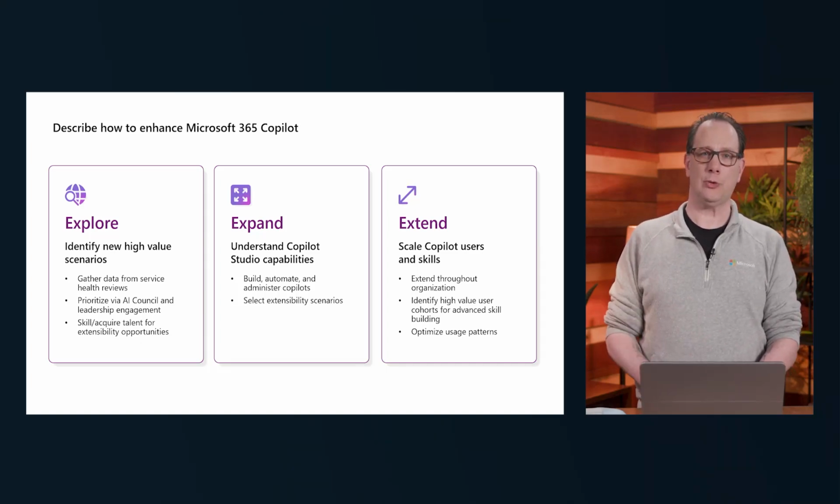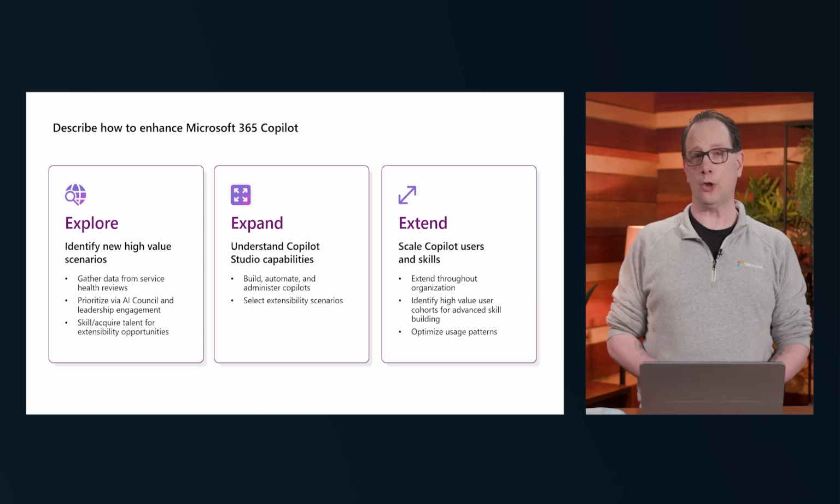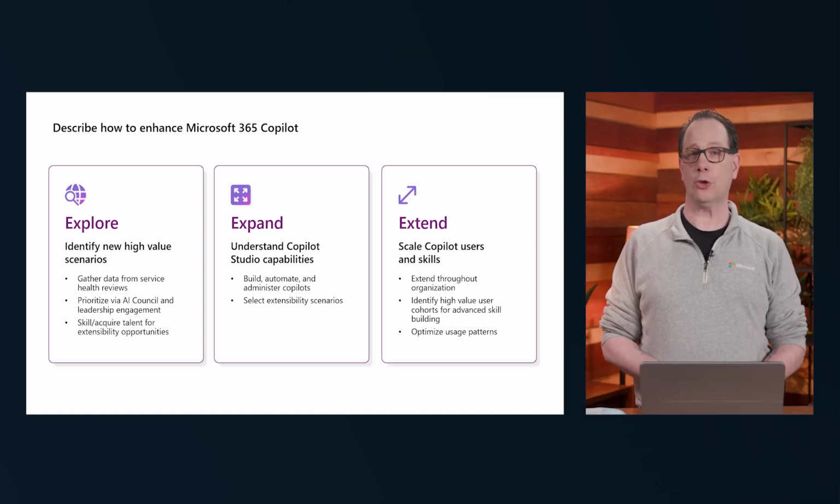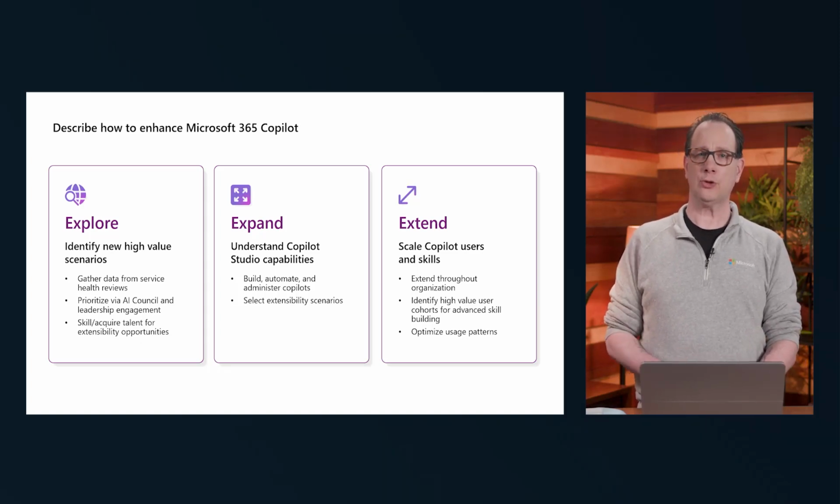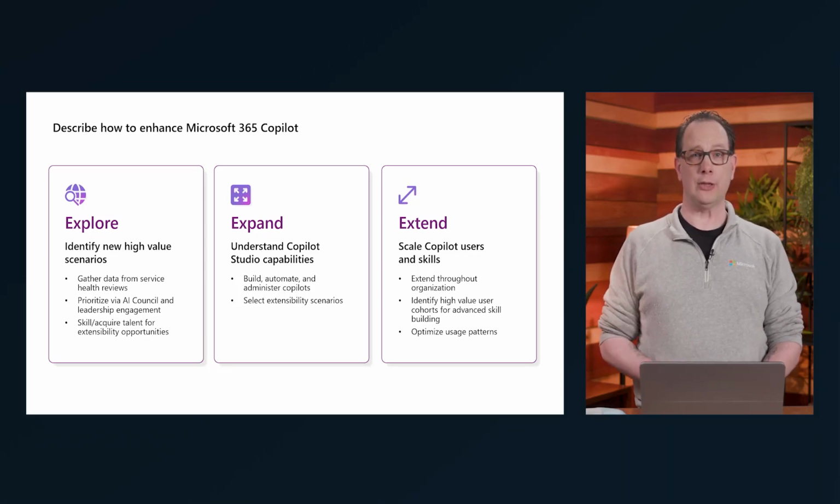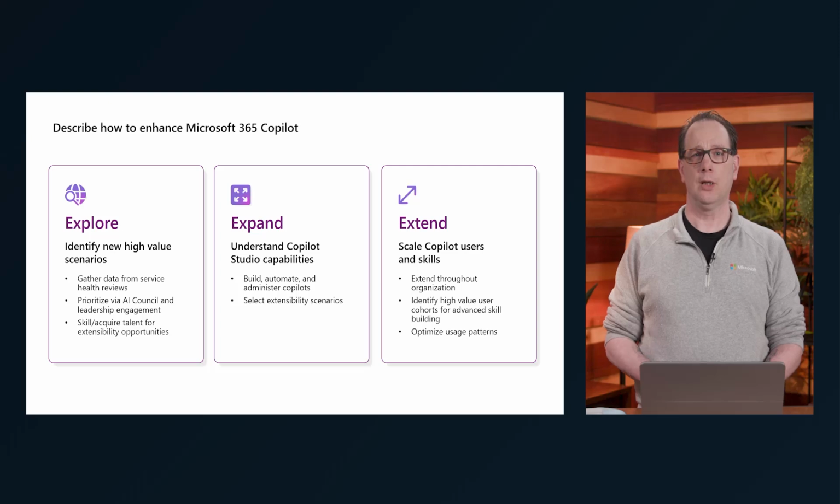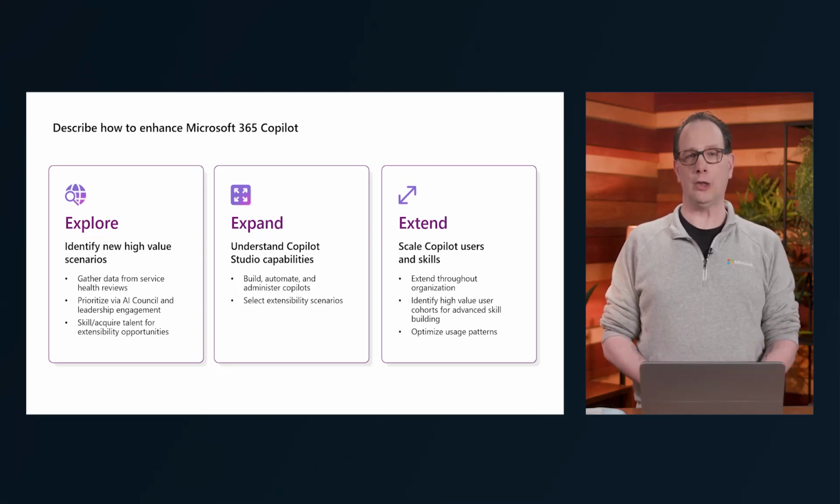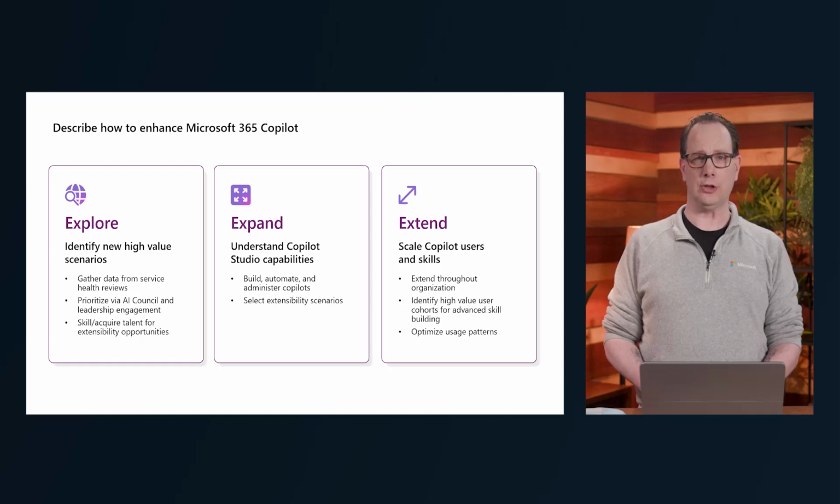This three-step strategy approach will ensure your organization is making the most of the Copilot platform by exploring new use cases, expanding knowledge and usage of its capabilities, and then from there scaling the user base while optimizing how it's being used. In the end, this is all aimed at enhancing Copilot's overall impact within your organization.